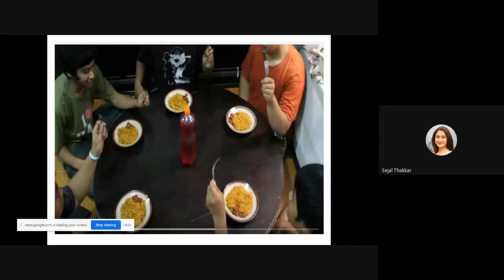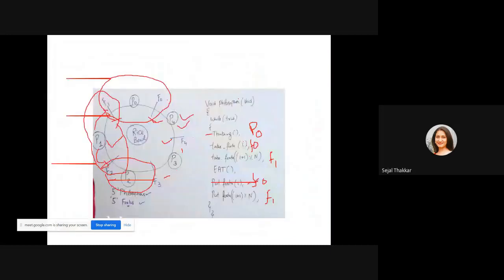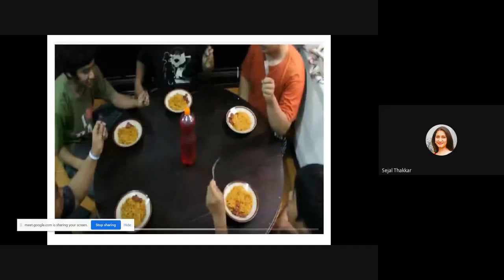So P0 has taken the left fork, the F0 fork. Now P1 is entering, P1 has taken the F1 fork, its left side fork, and is preempted. Now P2 is entering, P2 has taken its left side fork, the F2 fork, and is preempted. Now P3 is entering, P3 has taken one fork and is preempted. P4 is entering, P4 has taken its left side fork and is preempted. So all the philosophers have only one fork and are not able to eat.